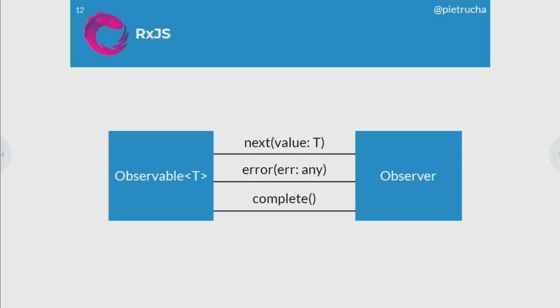This is the simple interface of an observable. Whenever an observable emits a new value, it calls next, and the observer is notified about the next value over time.